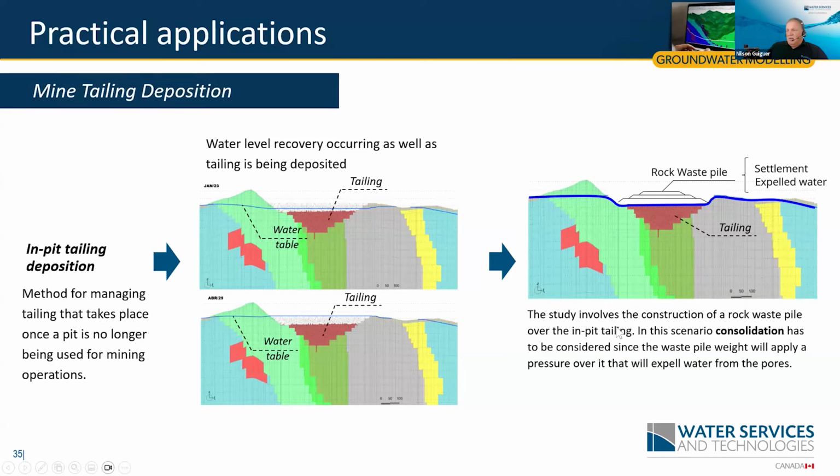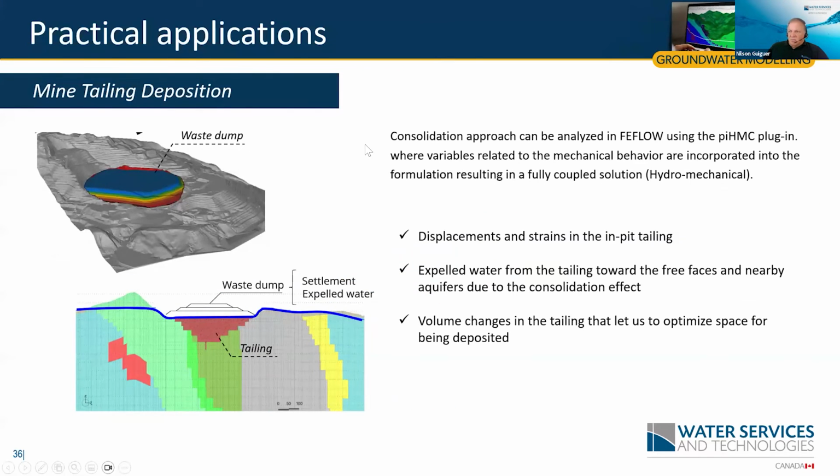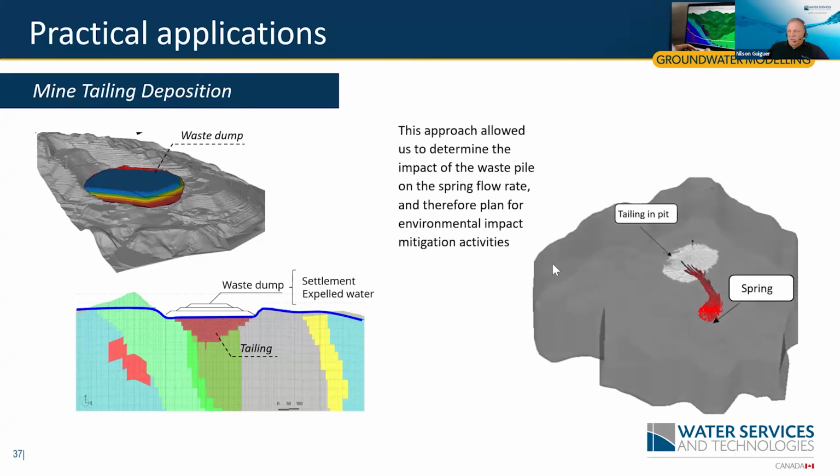So in this case, you have to apply a model where the traditional flow model is not enough. In this case, we use a plugin of free flow by AJMC, where the variables related to the mechanical behavior are incorporated in the formulation. So the pores decrease, the amount of water is squeezed out, and it's taken into account in the calculation. And it also calculates the displacement of the tailing. We calculate the expelled water, and in this case, we're able to predict and prepare for any excess water that would come into the spring, if you would need to take any measures to mitigate the environmental impacts.